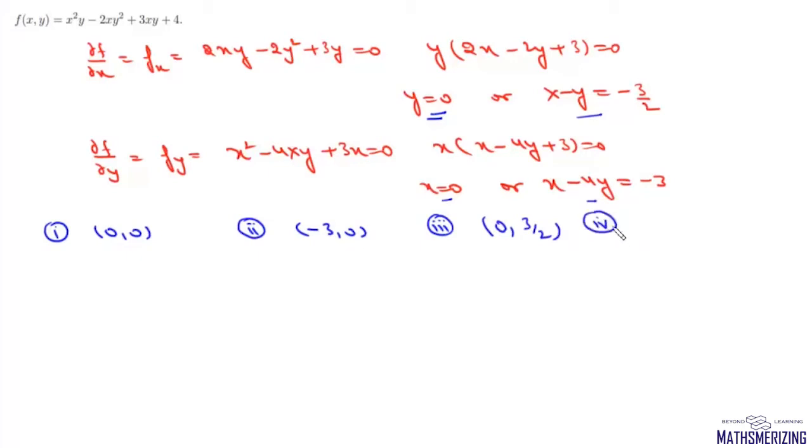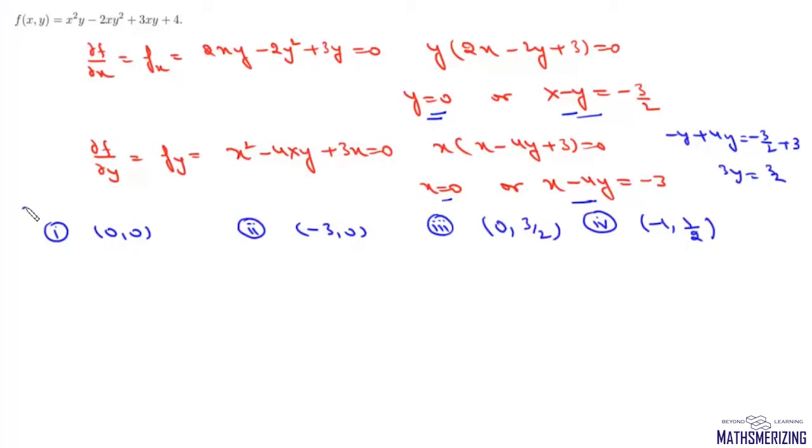And the fourth point we'll get from the intersection of these two lines. So we'll subtract the second line from the first. We'll get −y + 4y = −3/2 + 3. So we'll get 3y = 3/2. The value of y is 1/2. And if the value of y is 1/2, the value of x is −1. So the fourth point will be (−1, 1/2).